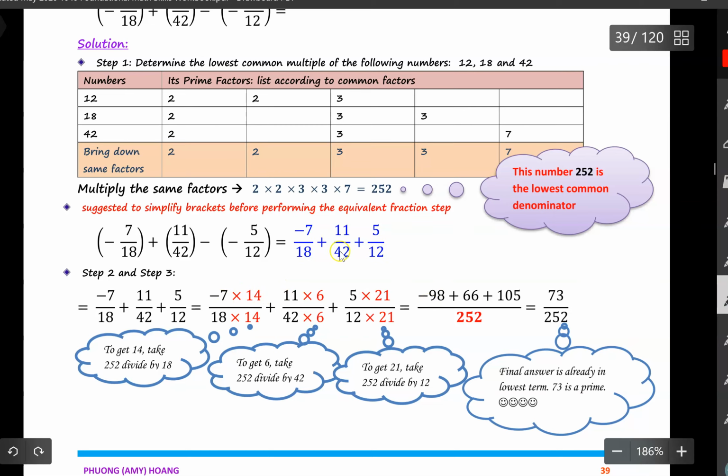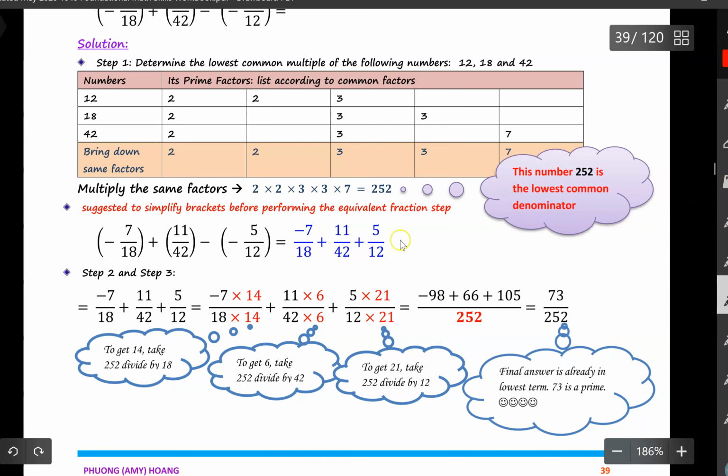Okay, so now for the next fraction, which is 11 over 42, I get 6 by taking 252 divided by 42. Then I got 6. So I know that 6 is the number that I have to multiply both the top and the bottom by to get to the equivalent fraction, because 42 times 6 will give me 252. So now you see 11 times 6, I got 66.